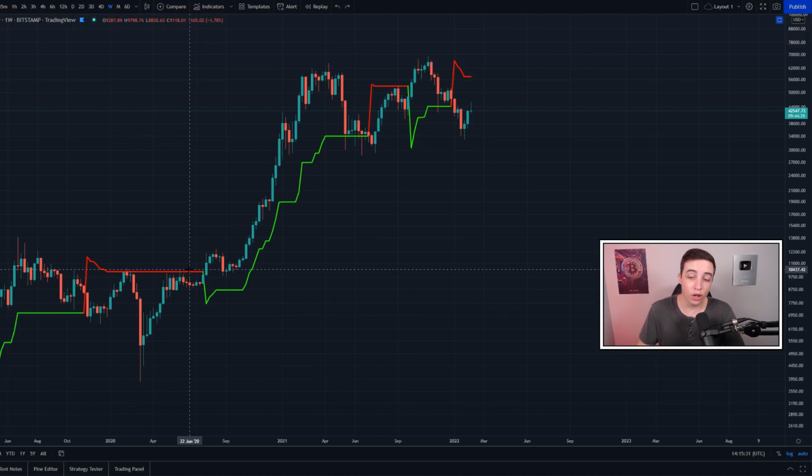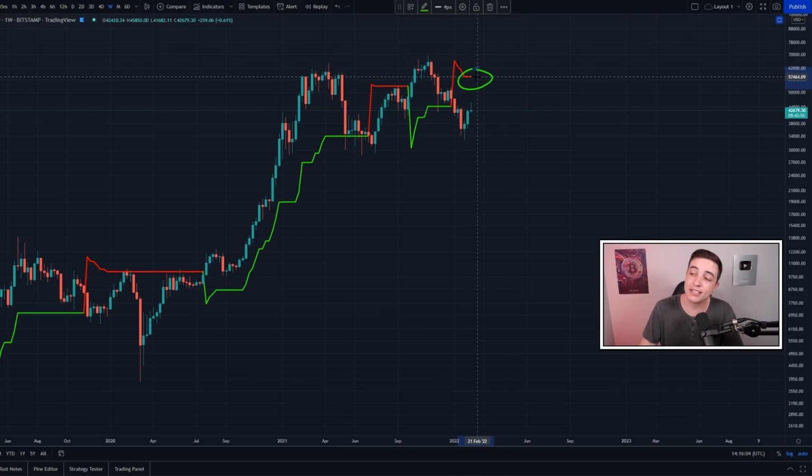And in fact, in the earlier example back in 2020, we saw two perfect rejections from this exact indicator before we finally flipped bullish again. So because of that, we can at least use the super trend indicator on the weekly time frame for something, which is determining this point of resistance. And right now it is coming in at around 57,000 approximately.